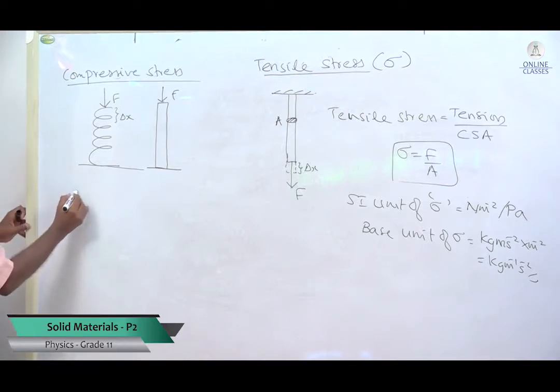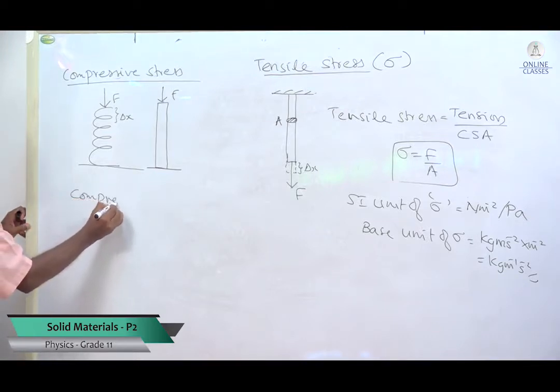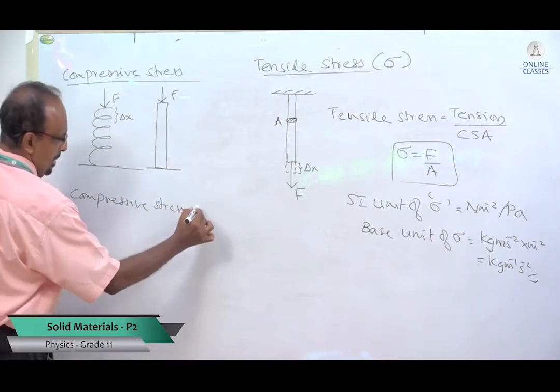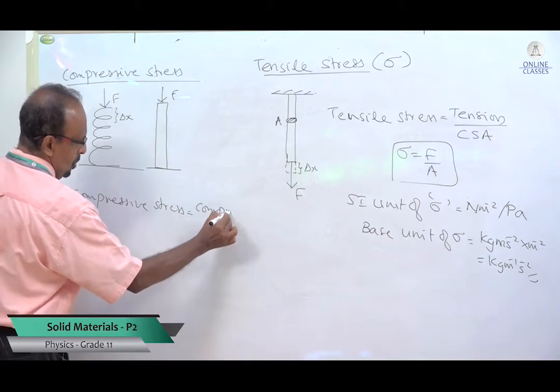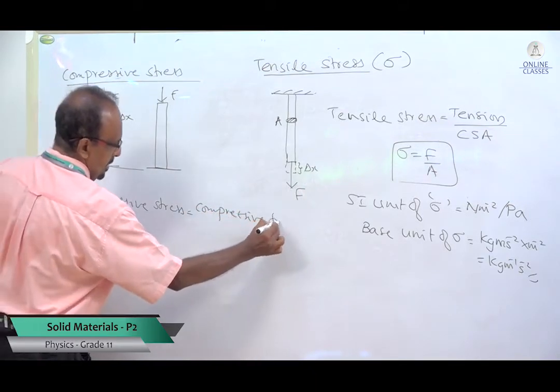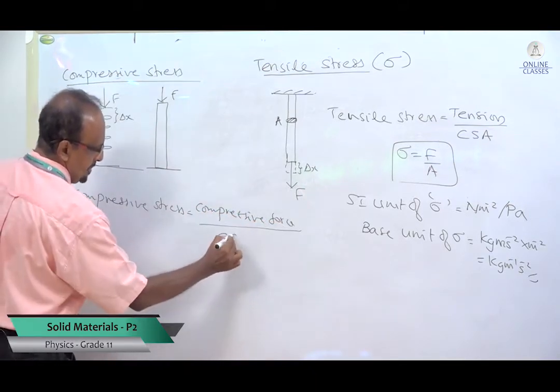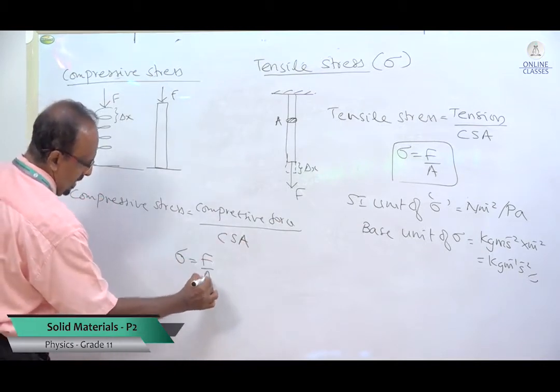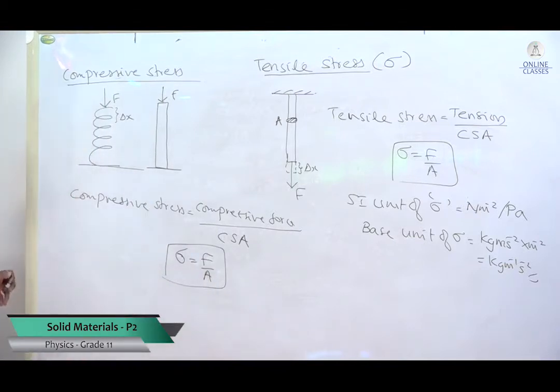So we define compressive stress as compressive force divided by cross sectional area. Same equation, F over A. Same units, same base units, and same SI unit. So this is about compressive stress.